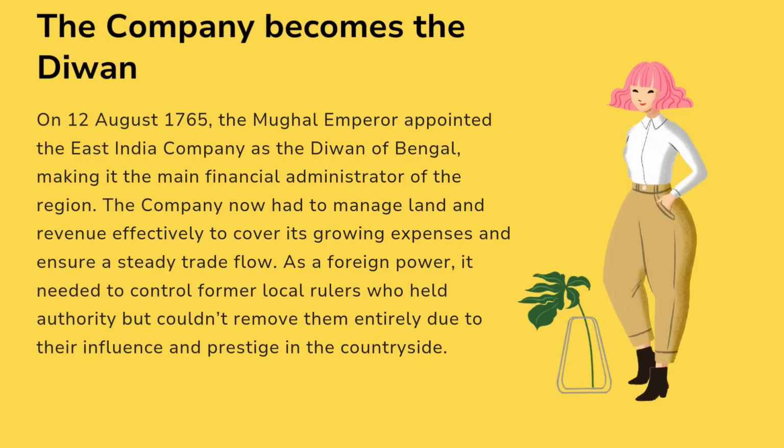The company becomes the Diwan. On 12 August 1765, the Mughal emperor appointed the East India Company as the Diwan of Bengal, making it the main financial administrator of the region. The company now had to manage land and revenue effectively to cover its growing expenses and ensure a steady trade flow. As a foreign power, it needed to control former local rulers who held authority but couldn't remove them entirely due to their influence and prestige in the countryside.